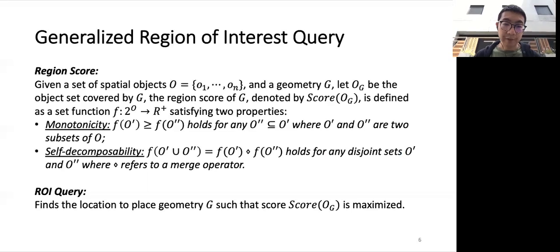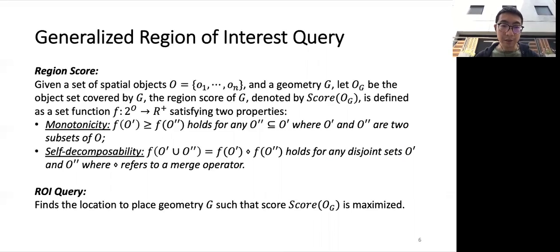From the above definition, a query geometry is non-determined since it only contains information to define its shape and size, for example, the radius for a circular region. To find the optimal location to place a query geometry, we need to measure the utility of a geometry, which is the concept of region score.